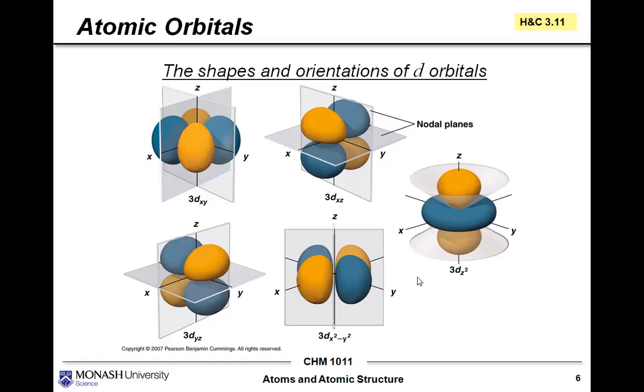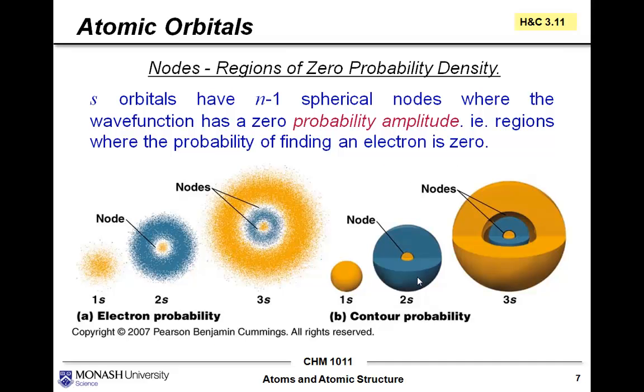The planes and the conical plane that you can see in that 5th example are called nodal planes. And a reminder that a nodal plane is a region where you will never ever find the electron. There is a 0 probability of finding the electron in that place.